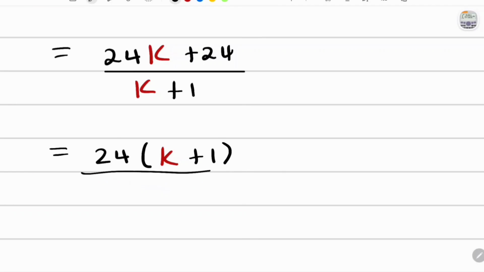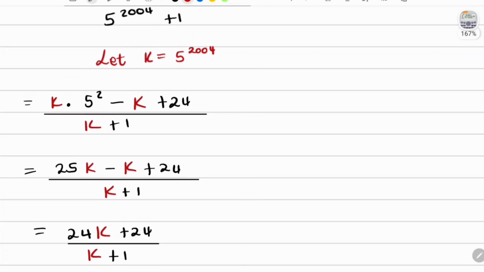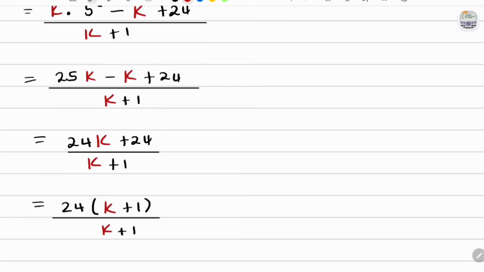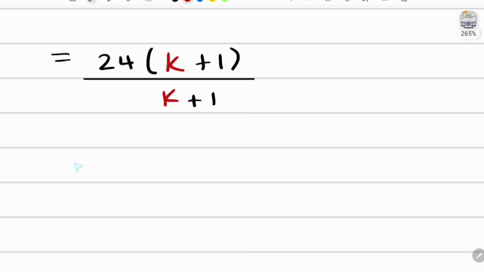That is 1 over k plus 1. And you can see those two would cancel. If you like, at this point, you can replace it back. You can tell them that k was equal to 5 to the power of 2004. So we can just change that back, just in case of any marks that could have been lost because of this.